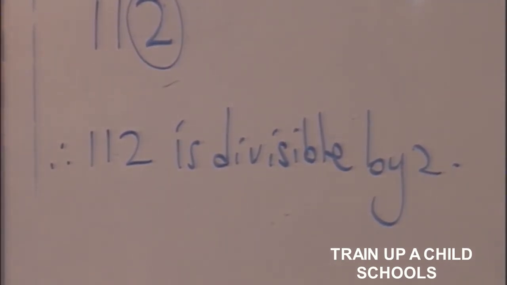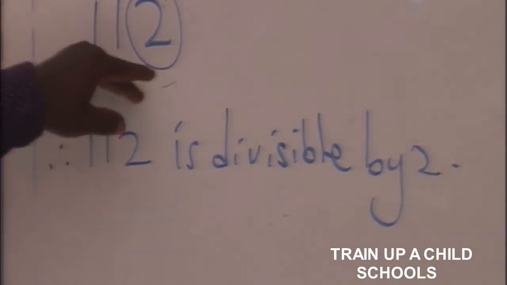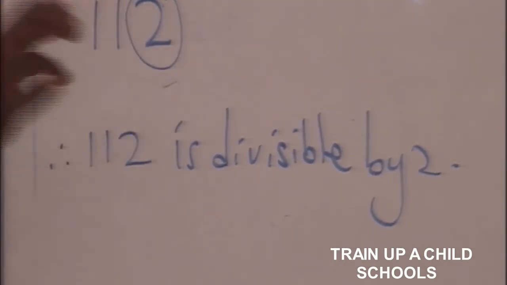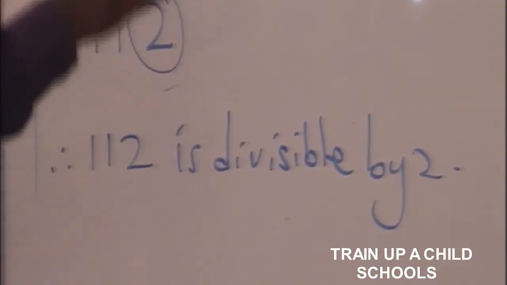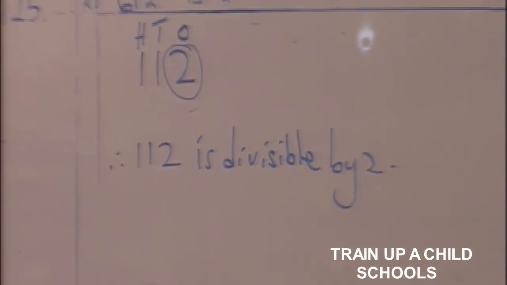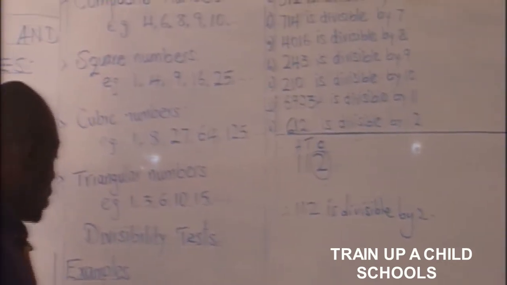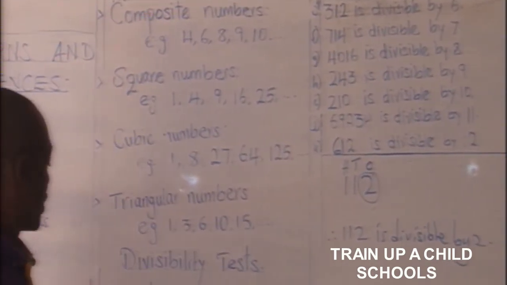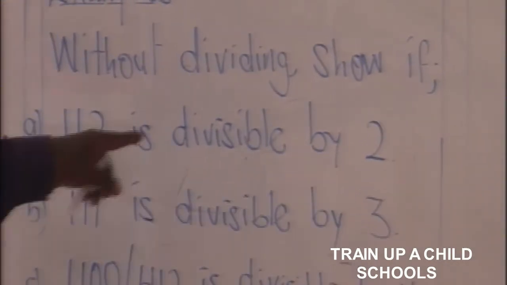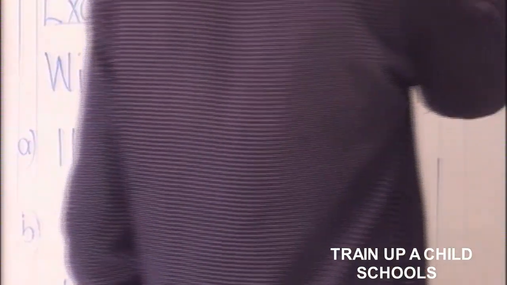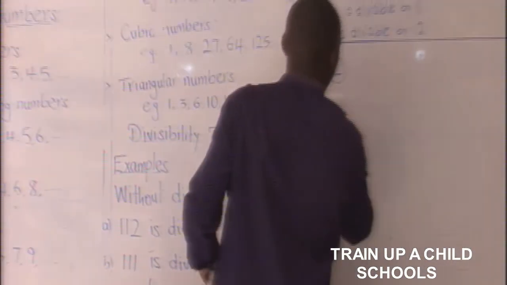So somebody who cancels 112 by 2 or divides by 2 uses that idea that a number is divisible by 2 if the digit under the place value of ones is one of the first 5 even numbers. Now we go to part B. Without dividing, show if 111 is divisible by 3.